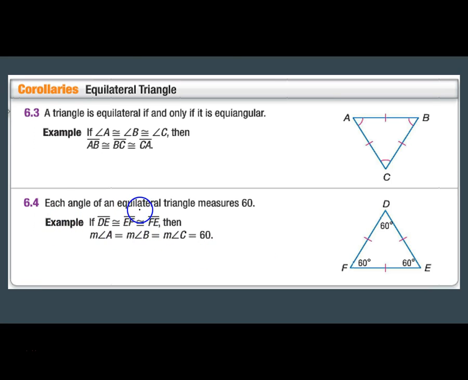Then each angle of an equilateral triangle measures 60 degrees. Well, think about that logic as every triangle must add up to 180 degrees. The only way that we are going to get our angles to be the same degree for every single one of them and also equal 180 degrees is if each of our angles are 60 degrees when we're talking about equilateral triangles. 60 plus 60 plus 60 equals 180. And that's why each of these angles must be 60 degrees.